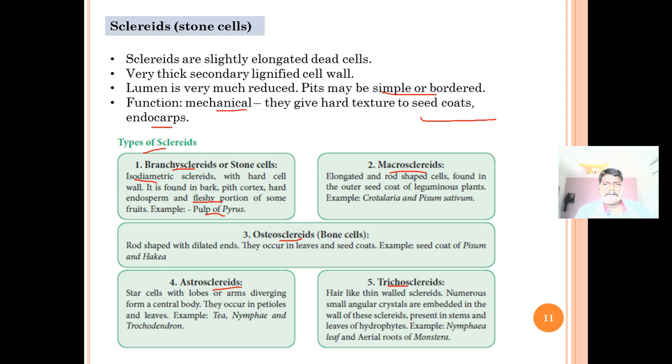Macrosclereids are somewhat larger, elongated in shape, almost rod shaped, found in the seed coat; especially if you take a pea, you may find macrosclereids. Then osteosclereids, as the name itself shows, appear bone-cell shaped, rod shaped with dilated ends. They occur in leaves and seed coats. Then asterosclereids appear star shaped. Then trichosclereids appear like a trichome structure, and may be branched or unbranched.